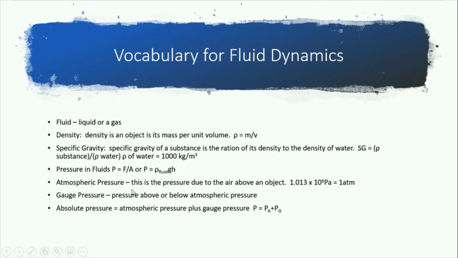Atmospheric pressure is the pressure due to the air above you. If you think about it, you are standing in the atmosphere and there's a column of air that goes from your head all the way up through the atmosphere that is pushing down on you constantly. That's what's called atmospheric pressure. Gauge pressure is another term we'll talk about. It's the pressure above or below atmospheric pressure. So if you take the pressure in your tire, that will tell you the gauge pressure. Then you add gauge pressure plus atmospheric pressure, and that will give you the total or absolute pressure. So just a couple of ways to think through those things.